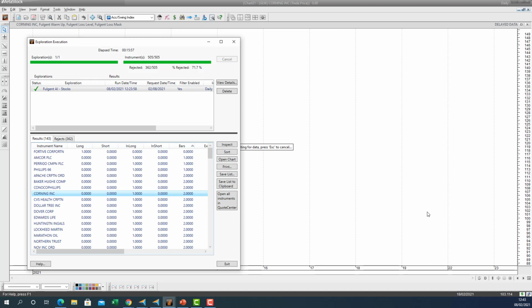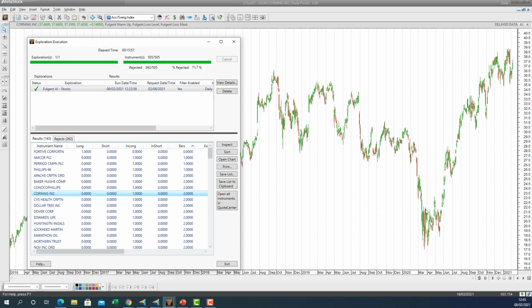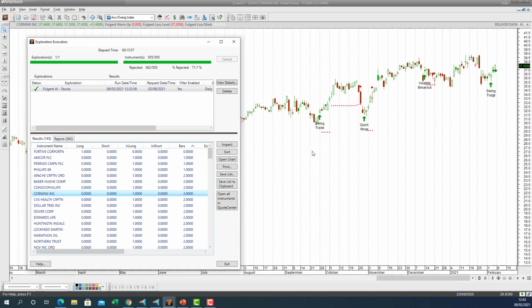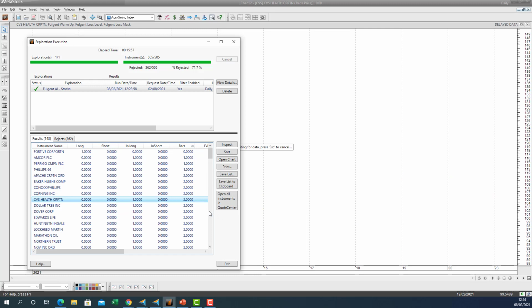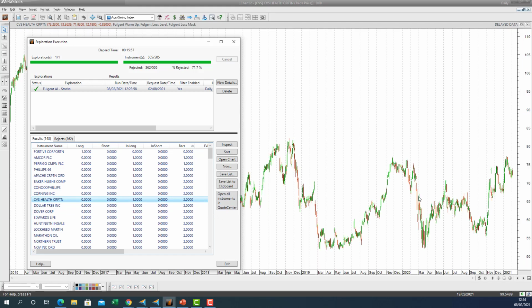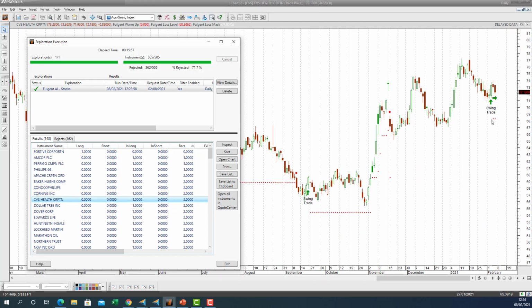Corning, 2 days into a trade. You can see as it loads. Quick move, quick moves, vol breakout, quick moves. Another one, CVS Health, 2 days into a trade. There we go, swing trade. Capture this nice move, huge rally. You had to be patient. Took an entire month for it to work out.